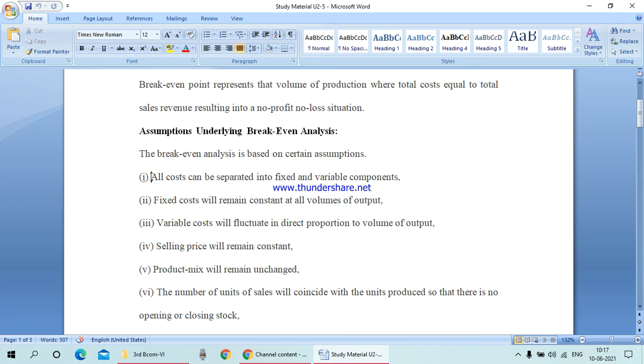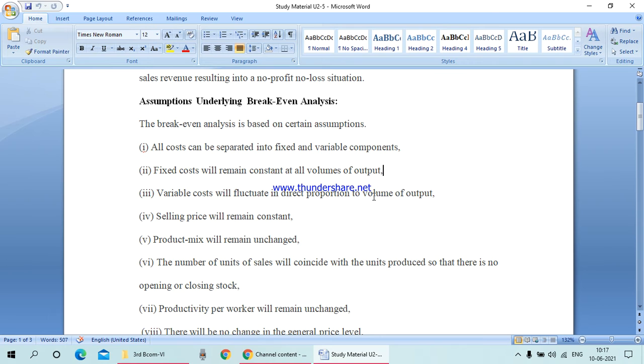Second one, fixed costs will remain constant at all volumes of output. The second important assumption is that under marginal costing, fixed cost remains constant at all volumes of output. The third assumption is variable costs will fluctuate in direct proportion to volume of output.